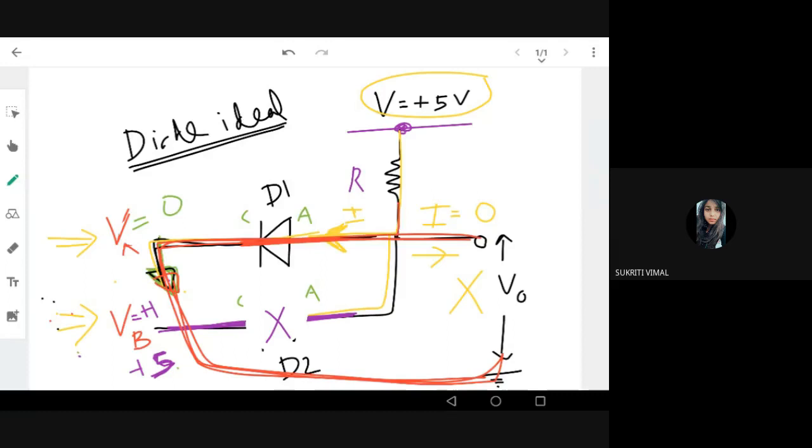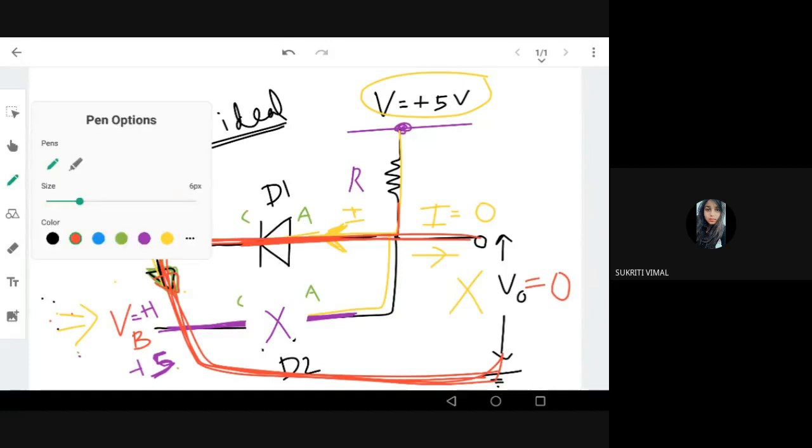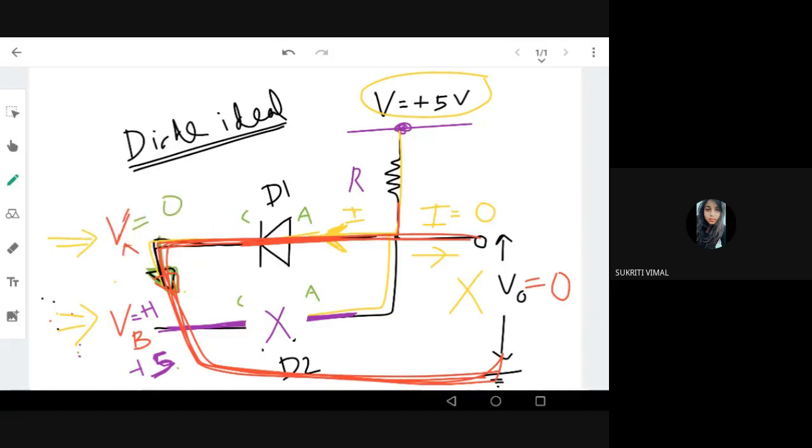So all the voltages drop across the diode and VO equals 0 volt. Now, what is the condition we have here? The condition is VA, VB, and VO. Here VA is 0 or low, VB is high, and the output voltage is 0, right?